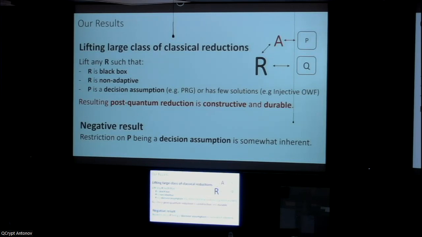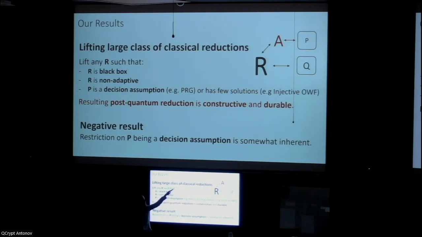Yes? Can you sacrifice durability? Good. The question is, can I sacrifice durability? No, actually, the durability we got for free. In the beginning, we didn't even ask for durability. So everything I say now, the durability we get for free.